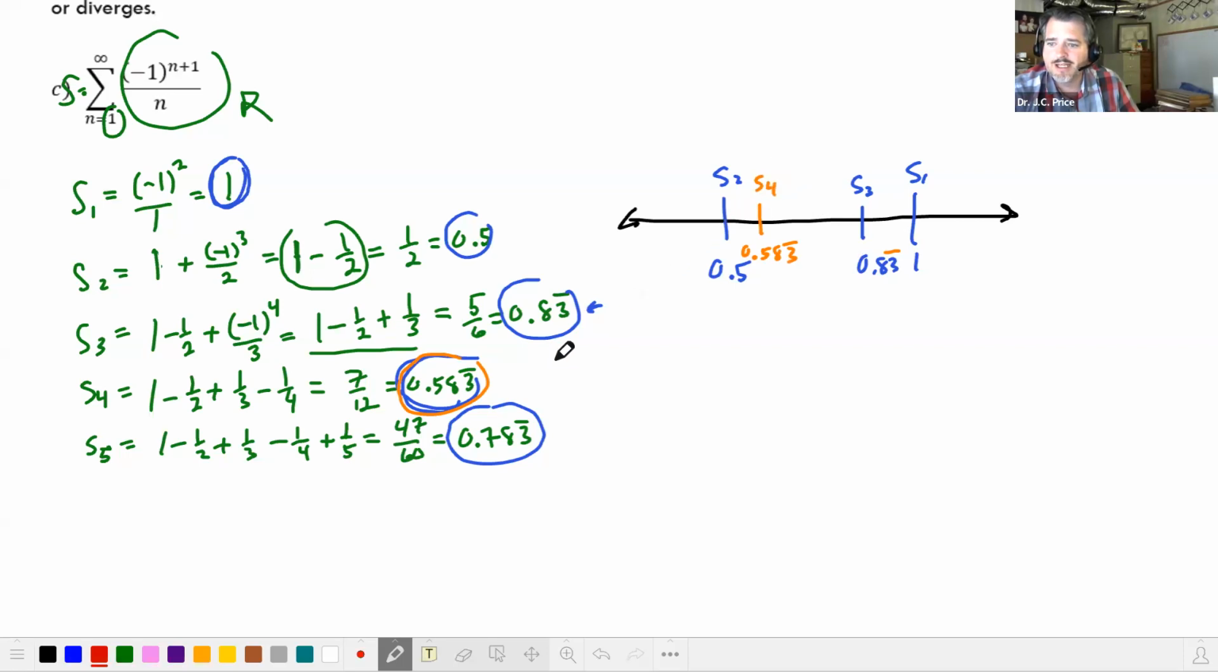And then finally, my S sub 5 right here. So notice it doesn't quite make it to this 0.83, just a little bit below it. So 0.783 repeating, and that's my S sub 5. And so what's happening is what? So basically, I'm starting here, and I bounce down to S sub 2. I bounce back up, but not quite as far as S sub 1, so there's S sub 3. Then I bounce back down here to S sub 4, but not quite past S sub 2, and I bounce back up to S sub 5.